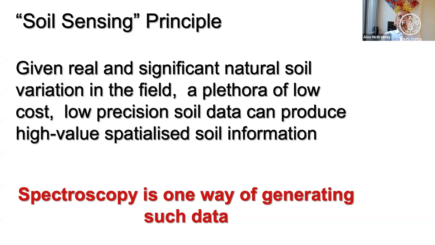In other words, if I can take for the same cost 50 observations with a spectrometer and a spectral transfer function, or two observations by taking that back to the lab and measuring it for the same cost, I can make a much better map with the field observations than I can with the lab observation. That's the beauty and the promise of particularly field spectroscopy. And I say spectroscopy is one way, probably the best way, of generating such data.